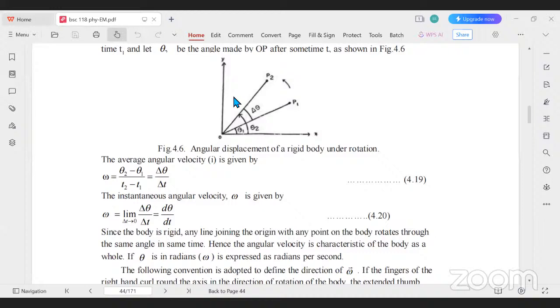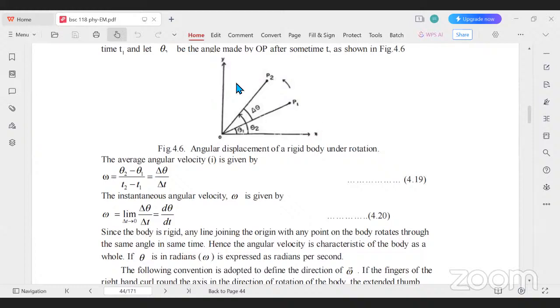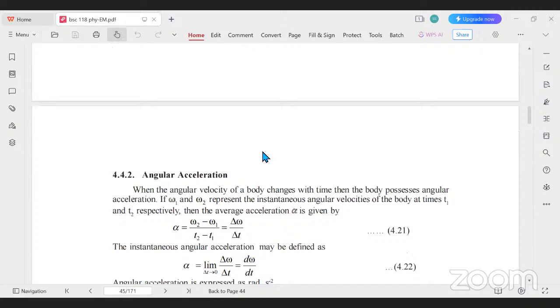First we found angular velocity. Next we are finding angular displacement, because I want to find the whole angular displacement of the rigid body under rotation. So I am able to calculate when it is rotating. Clear? That is what angular velocity and angular displacement are about. Next, we talk about angular acceleration.